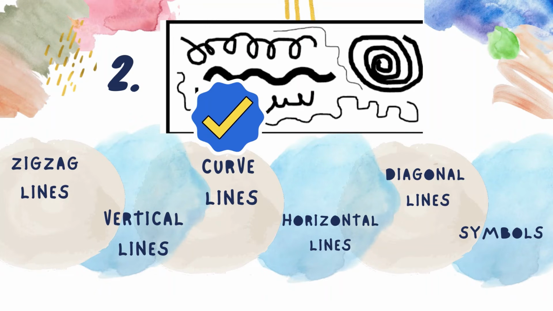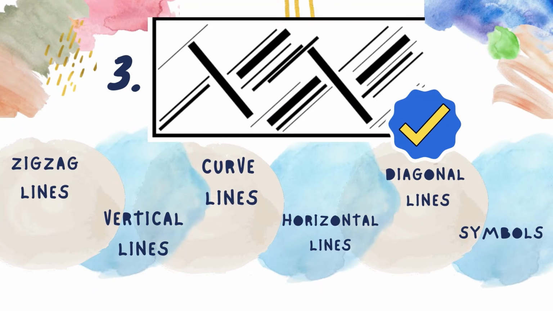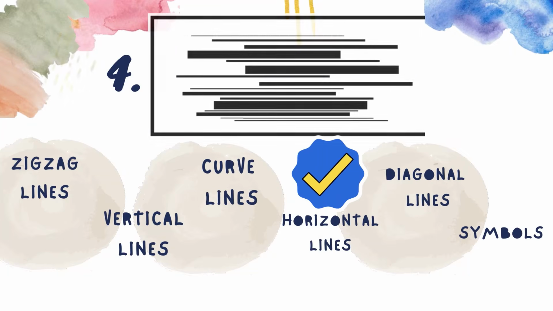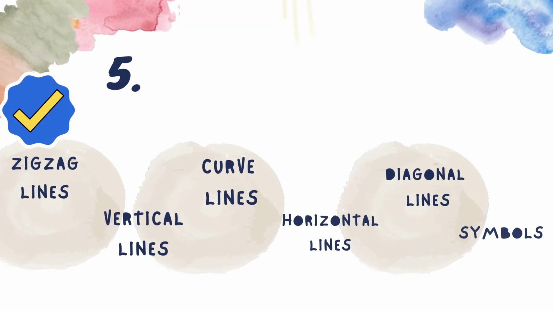The correct answer is diagonal lines. Good job. And for number 4, the correct answer is horizontal lines. Wow, you're doing great, grade 6. And for the last number, we have zigzag lines. These are the zigzag lines. Congratulations!